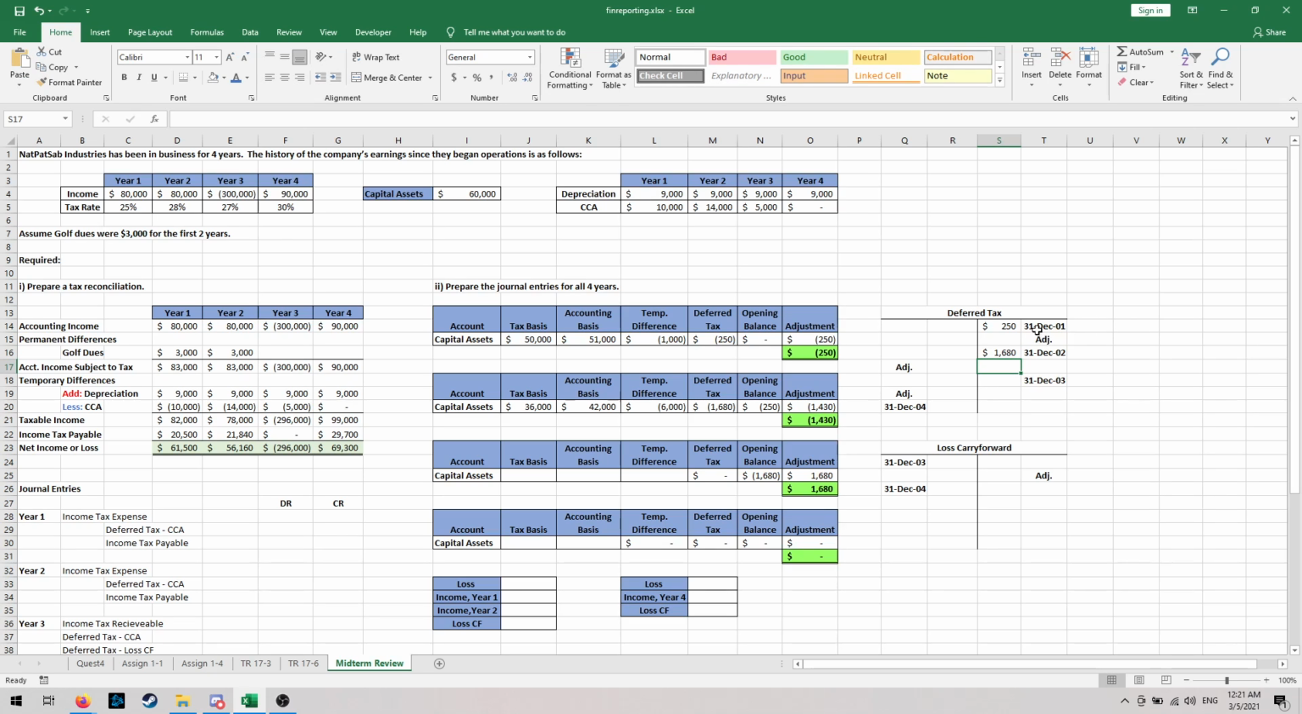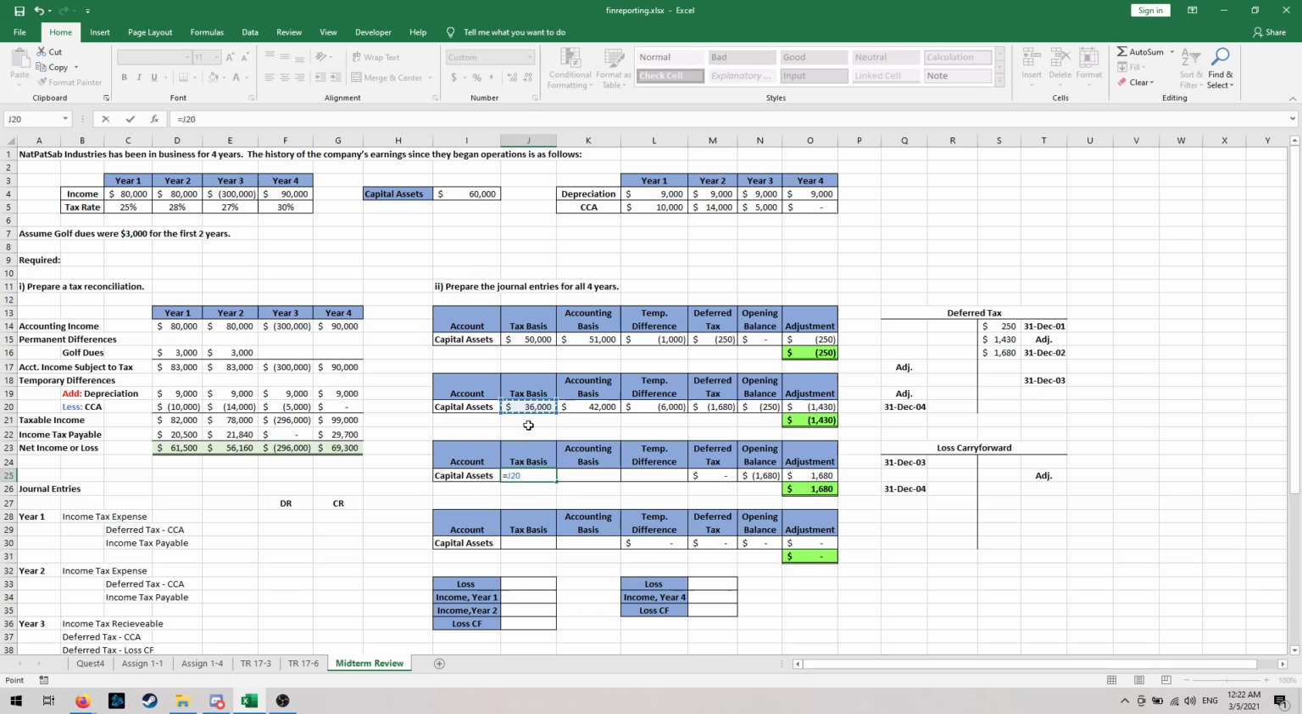So now we need to adjust this 250 upwards to 1,680. So this is set up to automatically calculate the adjustments to subtract the opening balance from the deferred tax. But we could calculate this by pressing equals, and we would see we get the exact same number as we would by subtracting our beginning balance from our ending balance to get the adjustment we need to make. So now we're going to move on to year 3.